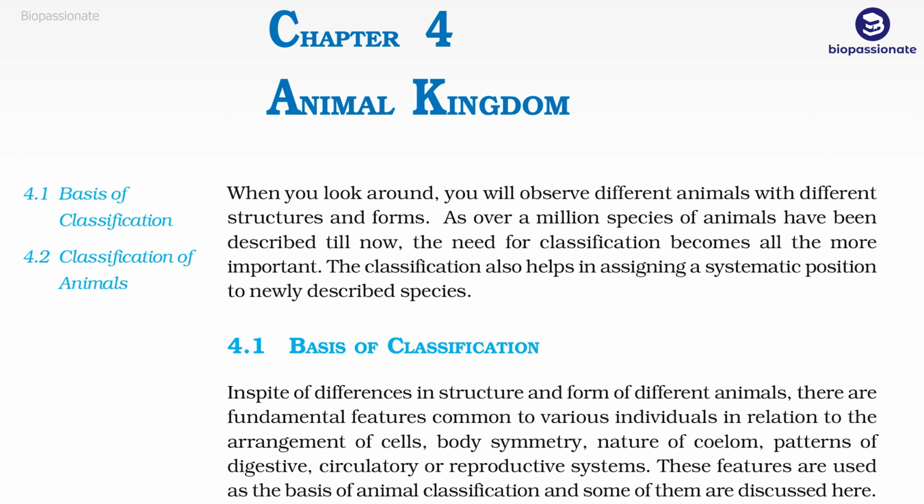Chapter: The Animal Kingdom. When you look around, you will observe different animals with different structures and forms. As over a million species of animals have been described till now, the need for classification becomes all the more important. The classification also helps in assigning a systematic position to newly described species.